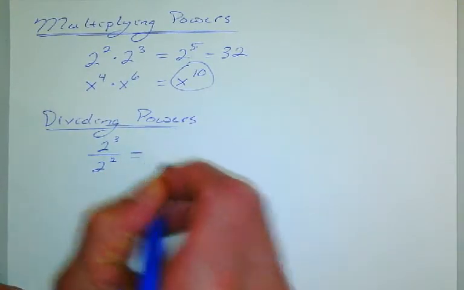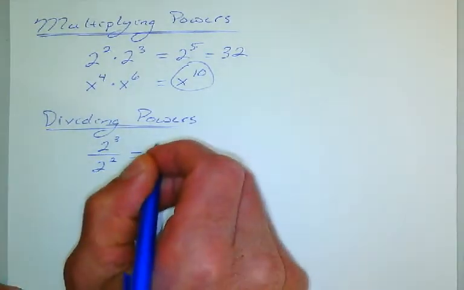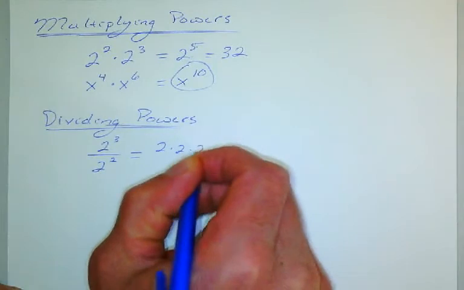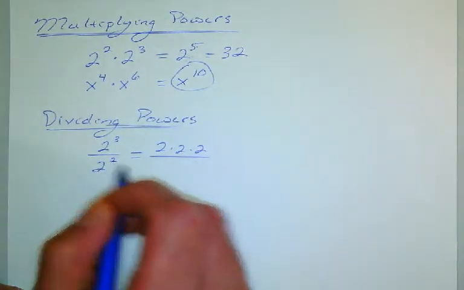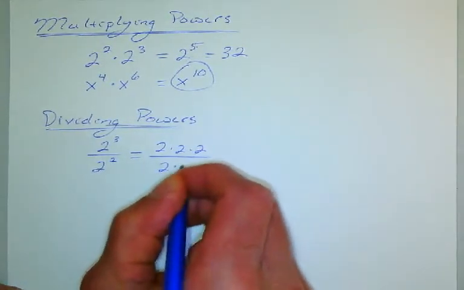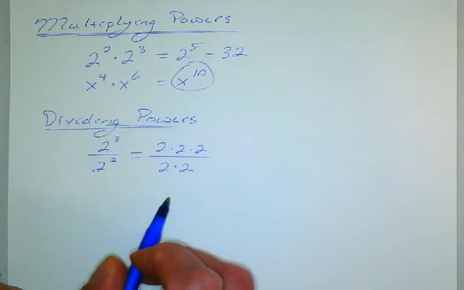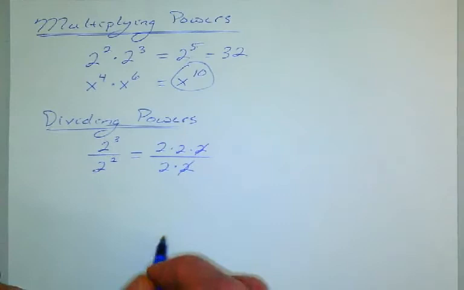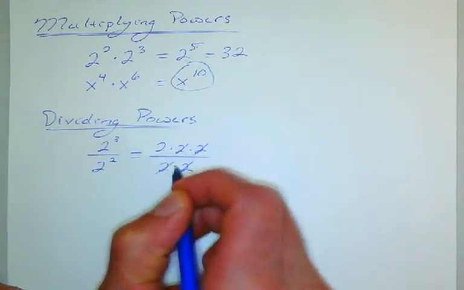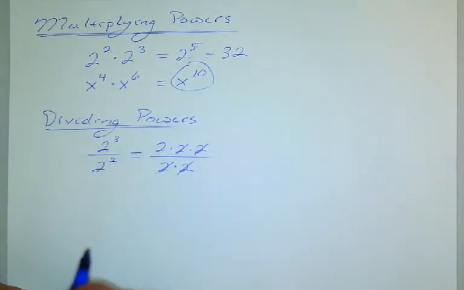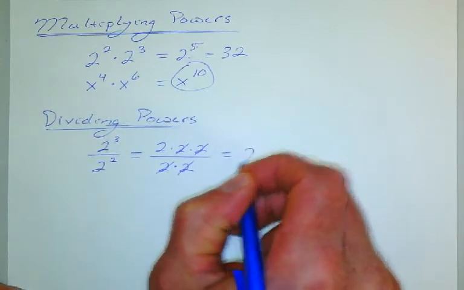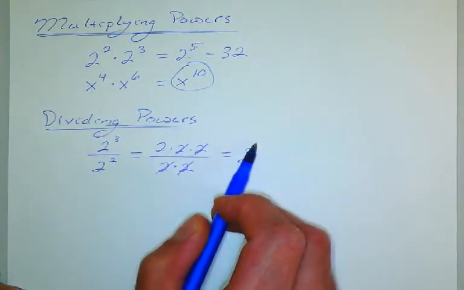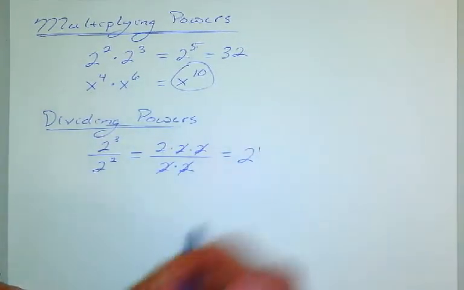You can expand 2 to the third, which is 2 times 2 times 2. You can expand 2 squared, which is just 2 times 2. And now we can cancel. 2 divided by 2, that's 1. 2 divided by 2, that's also 1. And we're just left with a single 2. So our answer there is 2. And really that's saying 2 to the first.